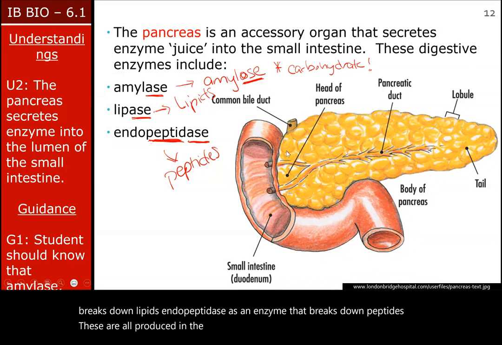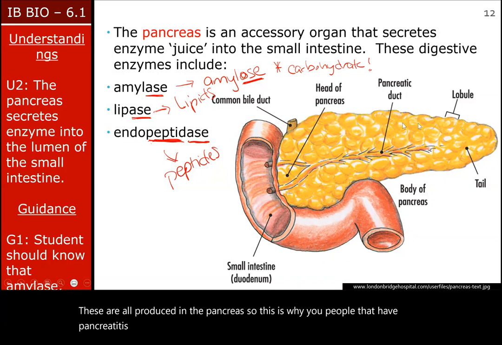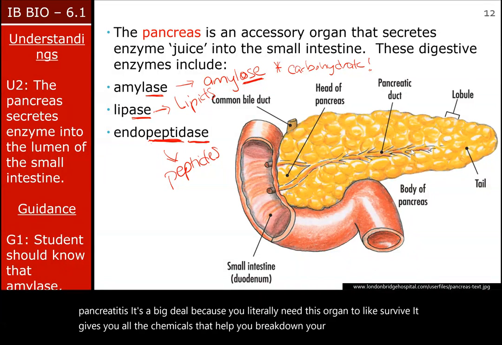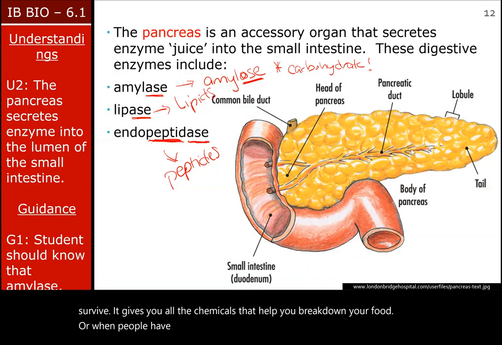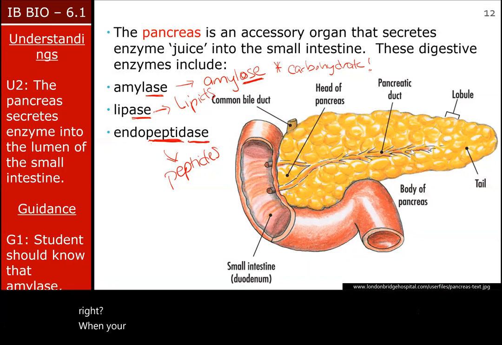So this is why people that have pancreatitis, it's a big deal because you literally need this organ to survive. It gives you all the chemicals that help you break down your food. Or when people have diabetes, because insulin is also produced by the pancreas, right? When your immune system attacks your pancreas, you end up with type 1 diabetes. Not so great.